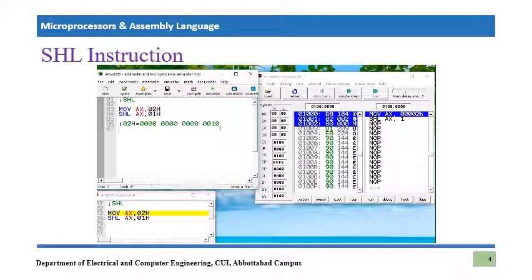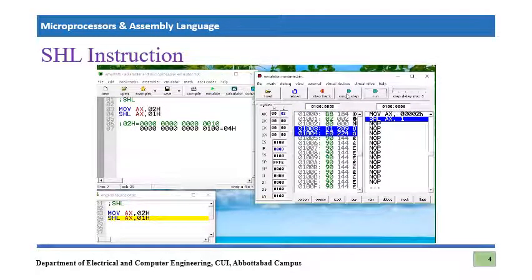what is going to happen? 0000 0000 0000 0100, and the rightmost bit is vacated, so we have to put a 0 there. When we run it, let's see whether it is the same or not. It should be equal to 04 hex. Okay, let's see, single step, 04, yes. So that is the meaning of shifting logically towards the left.